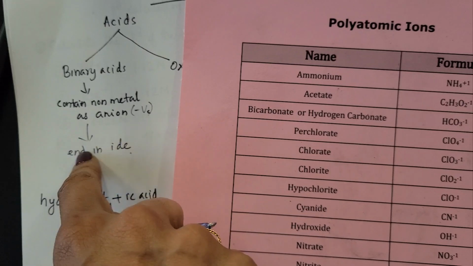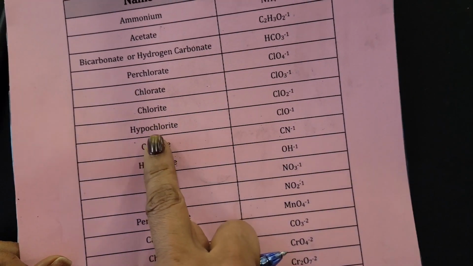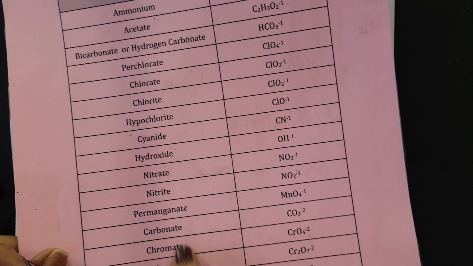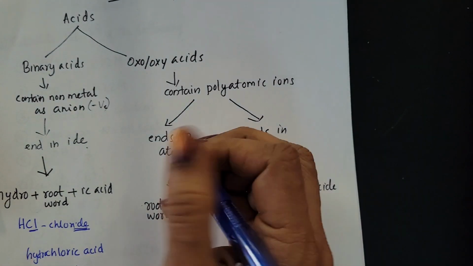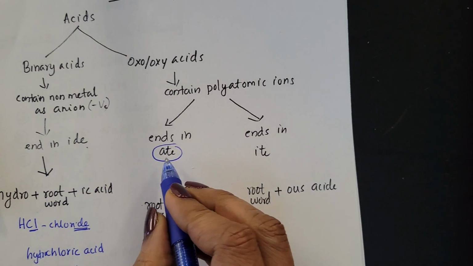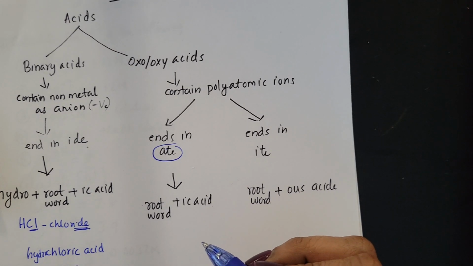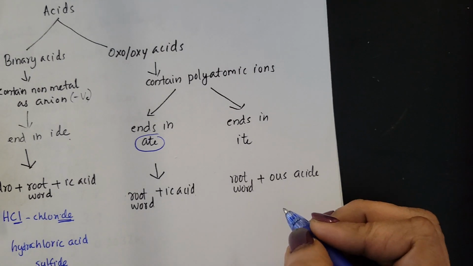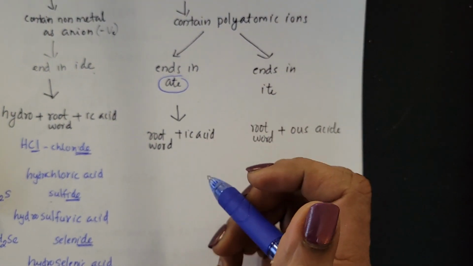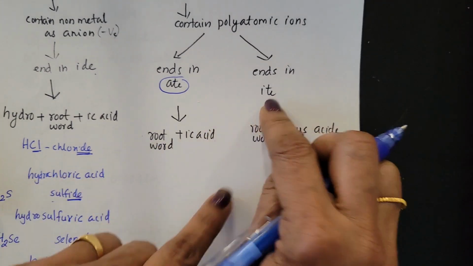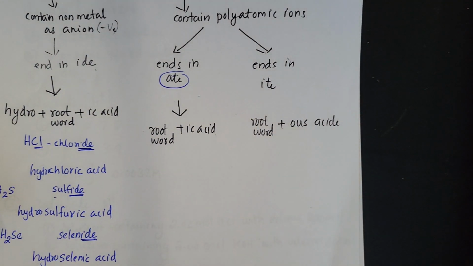If it is IDE, we are using the rule for binary. So let's forget about those. Then ATE, ITE. So the rule: if they end in ATE, you just replace the ATE with IC acid. Or if they end in ITE, you will replace it with OUS acid. So you can remember it like, I ate something icky, or I bite something delicious. Okay, let's see an example.